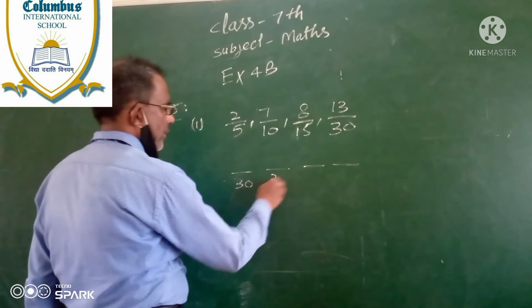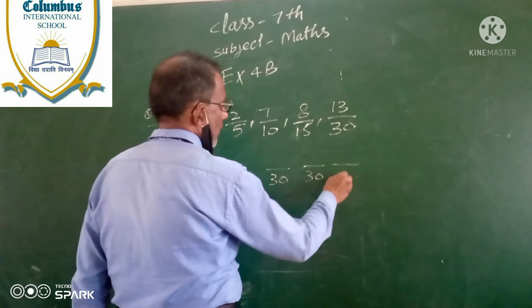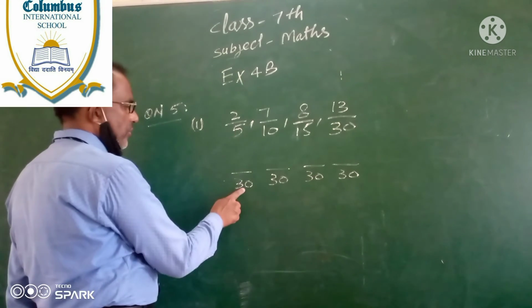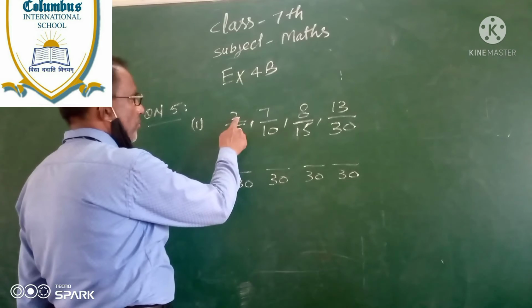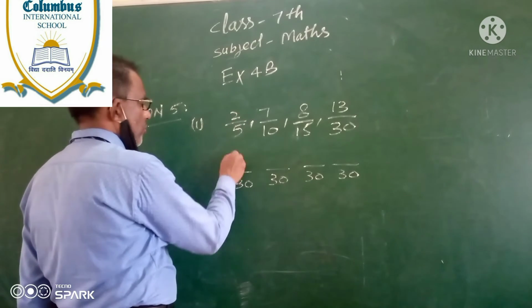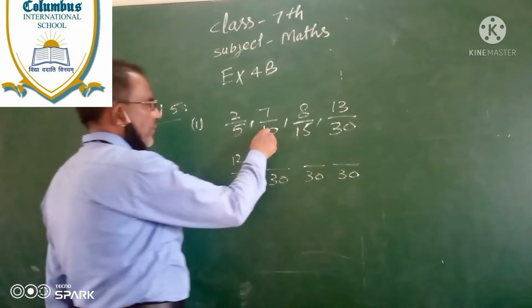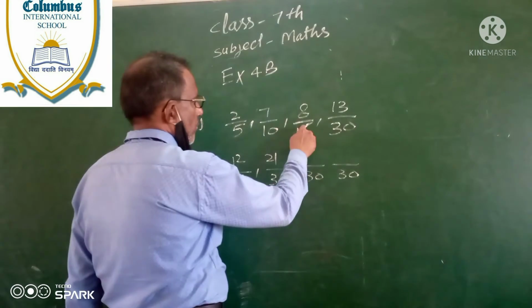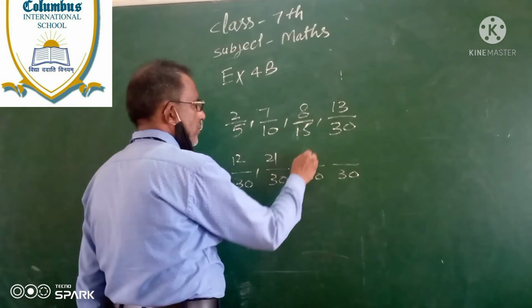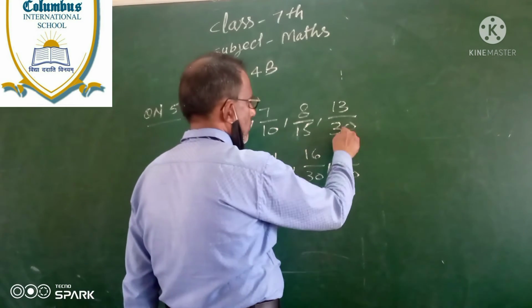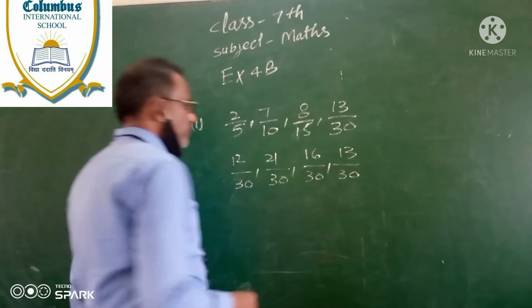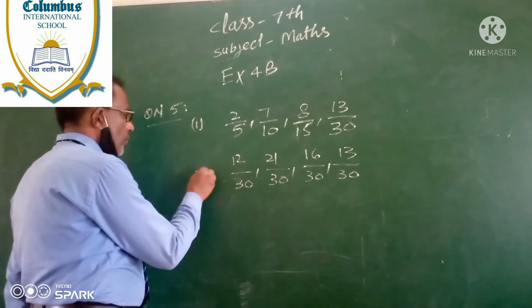30, 30 and 30. Now divide 30 by 5. 5 sixes are 30. Now 2 is multiplied by 6. 6 twos are 12. 10 threes are 30. 7 threes are 21. 15 twos are 30. 8 twos are 16. And 30 ones are 30, 13 ones are 13.